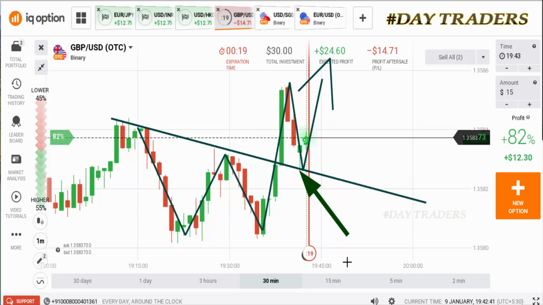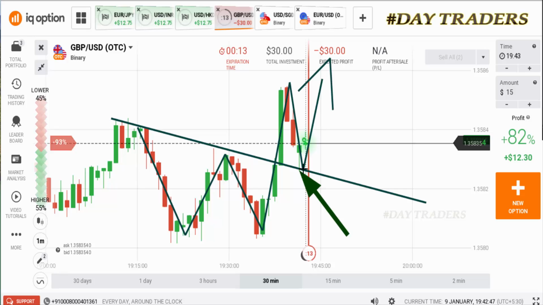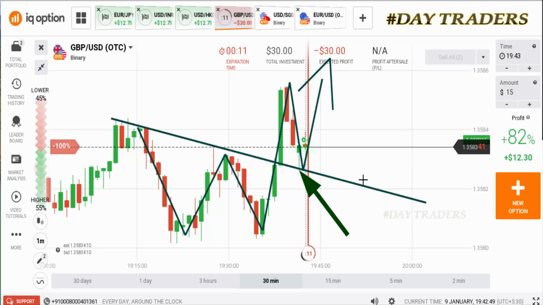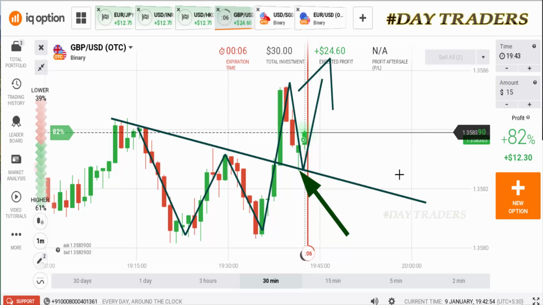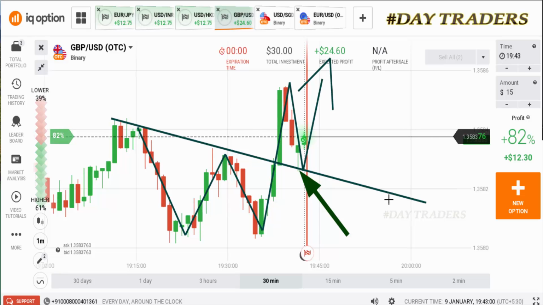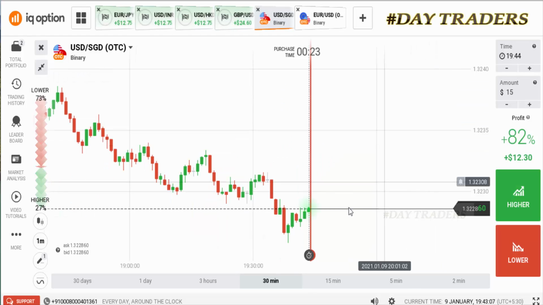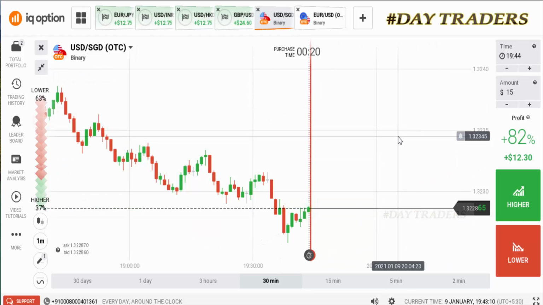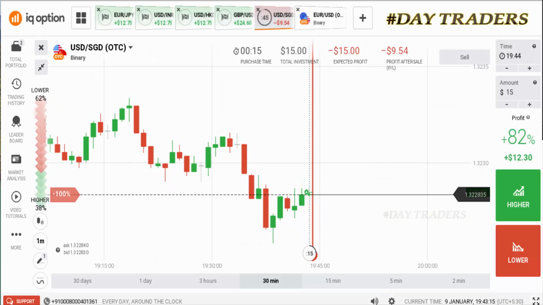You can see this touches the level. Without touching the resistance level, I would have to place a lower option, but this touches the resistance level, and it's going to go more up. So that's the reason I place a higher option. Okay, you can see this is also a bullish candle. Okay, check the next pair. Okay, we'll place a higher option also. It's a very strong bullish candle, so I'm expecting a new high. You can see this is market momentum.